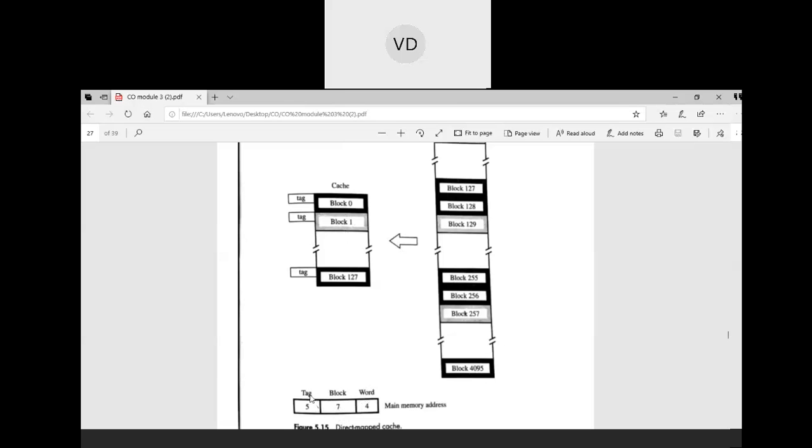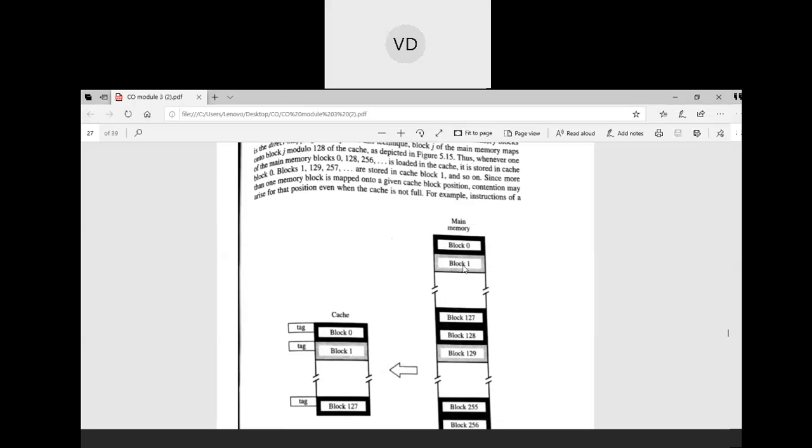Next, the higher order 5 bits are for the tag. What is a tag now? Each block has its own tag for identification. See, here also block 0, here also block 0 we have. Block 1, here also block 1. Block 127 here. See, the numbers are the same. Then which block do I have to use? At that time we go for the tag.